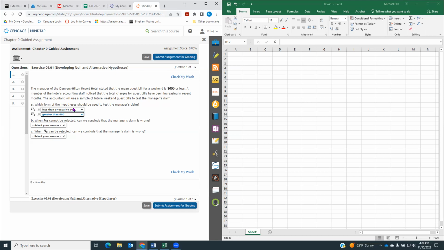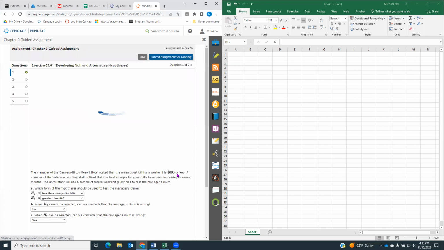Okay. So when the null hypothesis H sub 0 cannot be rejected, can we conclude the manager's claim is wrong? And the answer is no. If we can't reject the null hypothesis, then we still think that it is less than or equal to 600, which is the manager's claim. And when the null hypothesis can be rejected, can we conclude the manager's claim is wrong? The answer is yes. At that point, we believe that it is greater than 600, which means we would reject the null hypothesis and accept the alternative hypothesis.